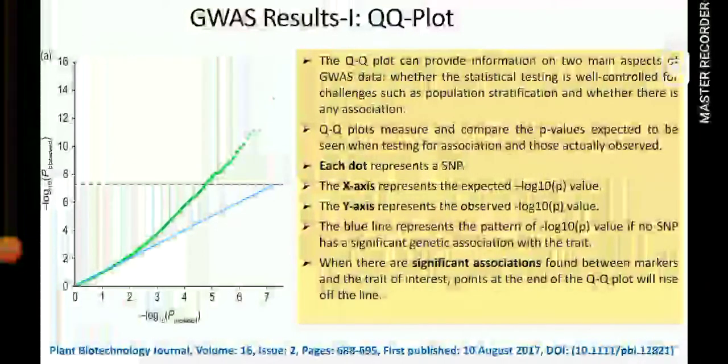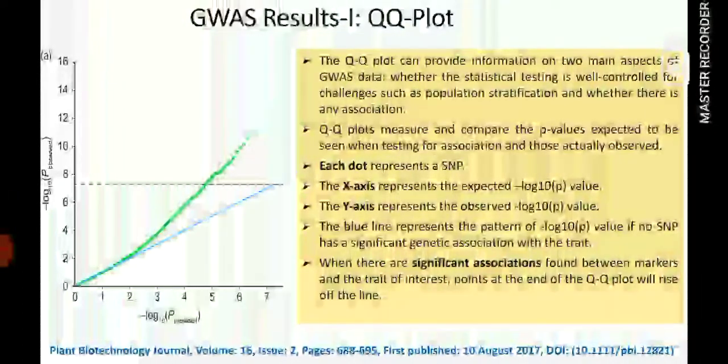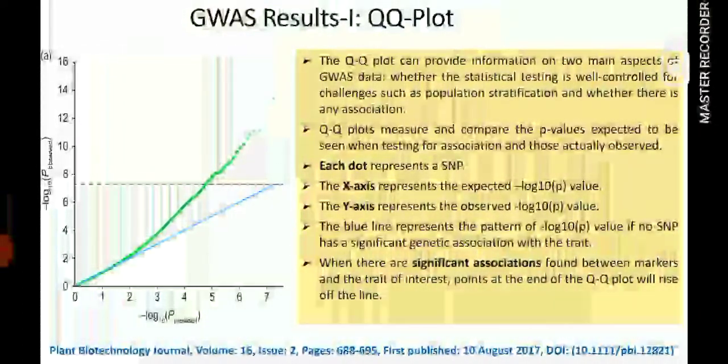The first GWAS result is the QQ plot, also known as the quantile plot. It provides information on two main aspects of GWAS data: whether the statistical testing is well controlled for challenges such as population stratification, and whether there is any association.